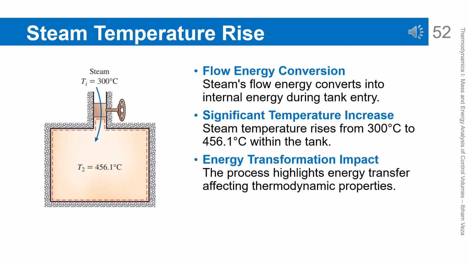Steam temperature rise. When steam enters the tank, its flow energy is converted into internal energy. This process causes a significant increase in the steam temperature inside the tank. No shaft work is done, and heat transfer to the surroundings is usually neglected. This temperature rise is purely due to the transformation of energy form. This example shows how energy forms can change in an unsteady system.